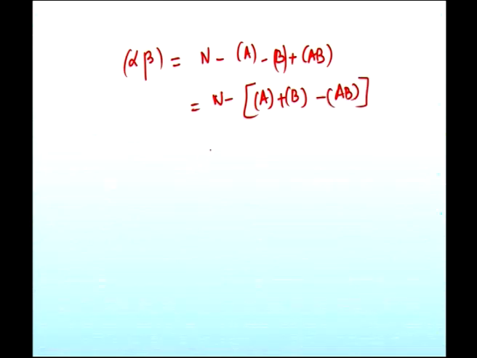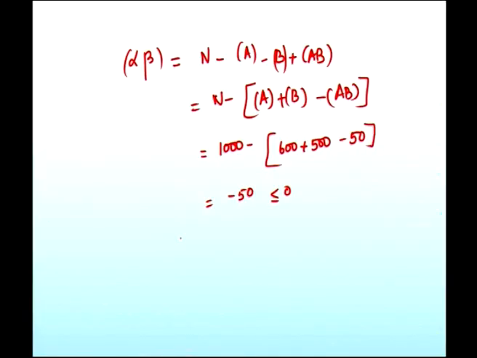Now, all the values are given in the question. N is 1000 minus the attribute A class frequency, which is given as 600, then 500, then AB is given as 50. This gives you the value minus 50, which is less than or equal to 0. So, a class frequency is becoming a negative value. The class frequency of order 2, alpha beta, is becoming negative.